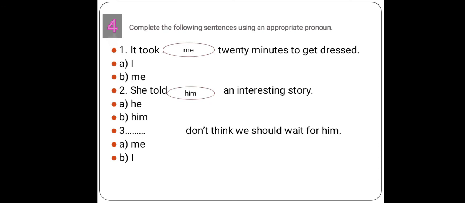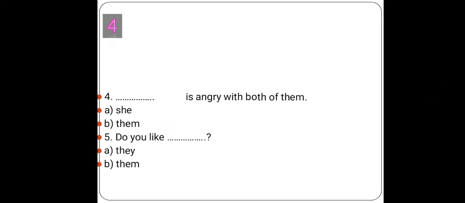So I don't think we should wait for him. Me don't think or I don't think? Right, it's subject. I don't think. He's angry with both of them. She or them? Right, we need a subject. So she is angry with both of them. Do you like, right, them?